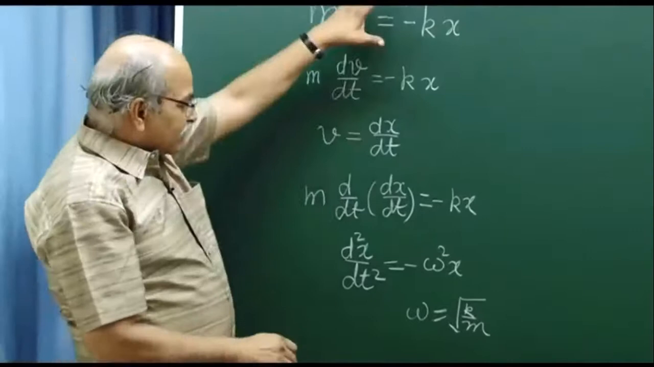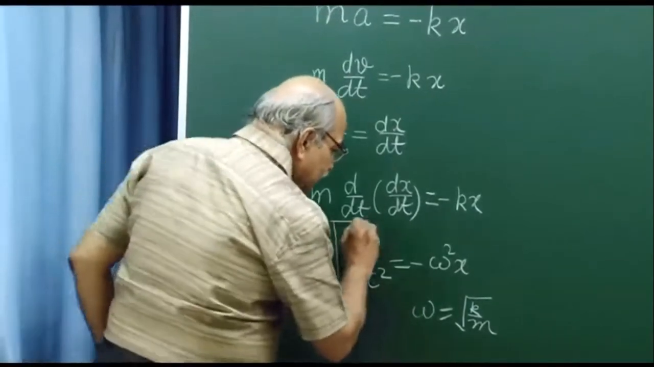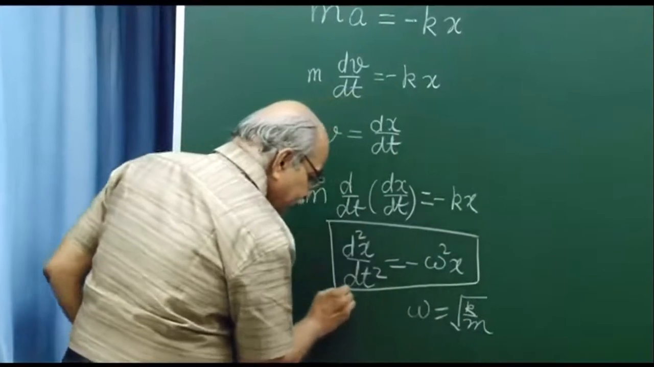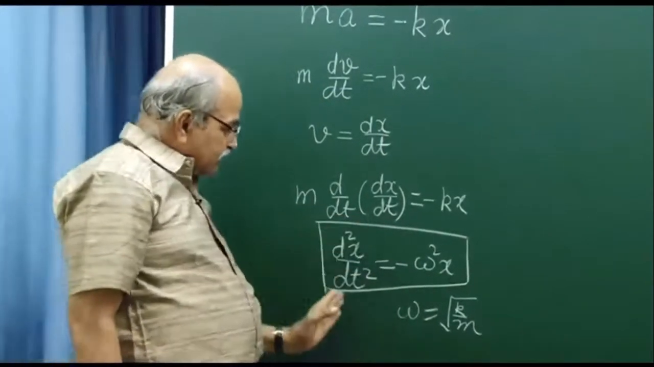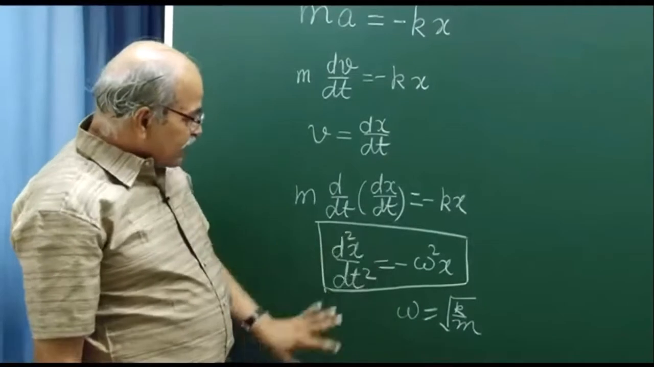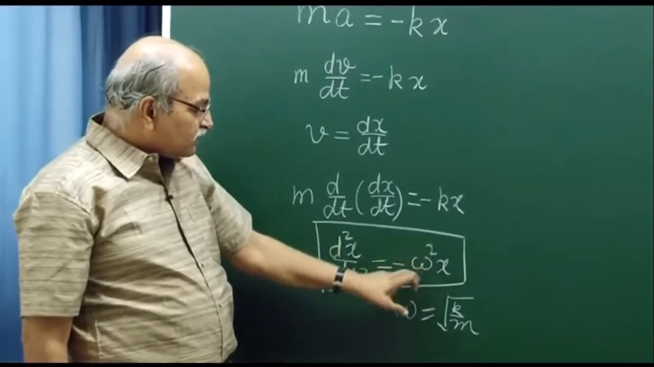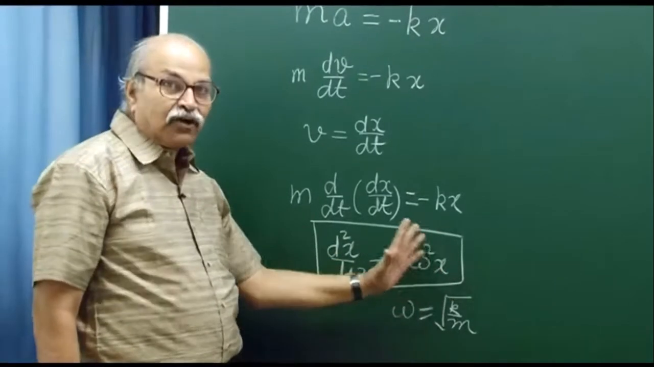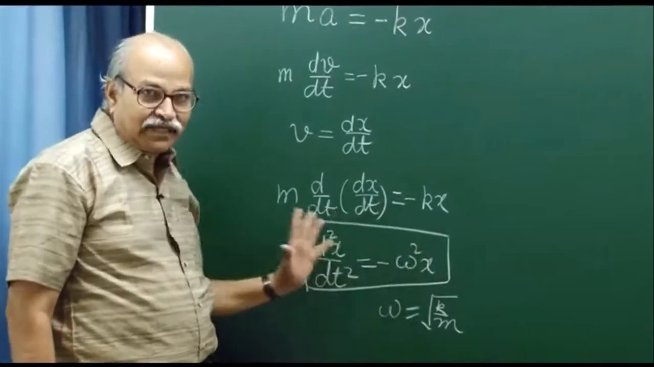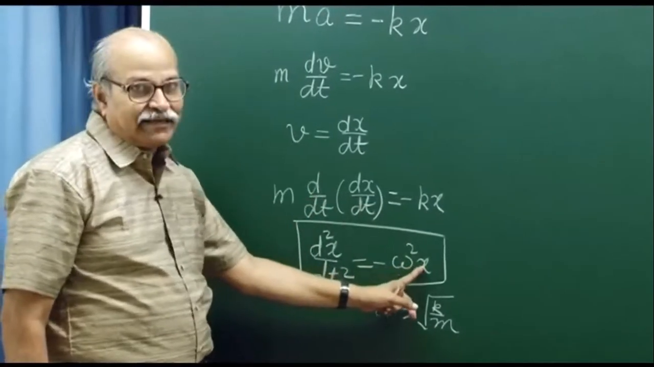Alright, so this is the kind of equation that we have. This is the basic equation for oscillations. Your acceleration, this whole thing, d2x/dt squared, is nothing but acceleration. Acceleration is negative some positive constant times x. This is the basic equation. If a system follows this kind of equation, then this x will oscillate in time.